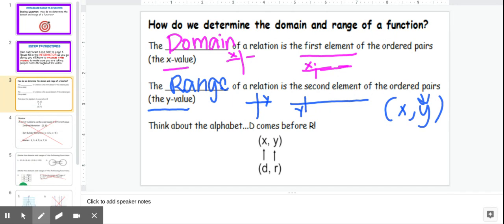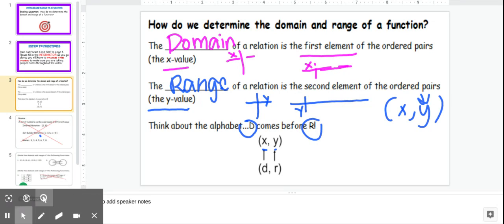Okay? So the way we like to remember it is that D comes before R in the alphabet, just like X comes before Y. Your D goes with the X values, your domain goes with X, and your range goes with Y. So I want you to pause the video and make sure you have all this information.